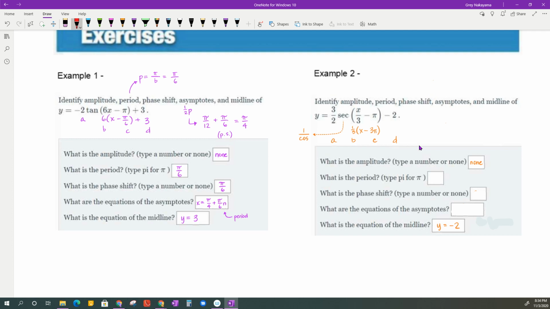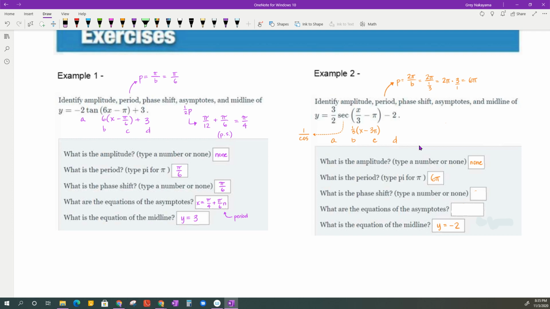Okay. My period. What is my period? Since it's related to the cosine, the period is going to be 2 pi over B. Okay, my B is 1/3. So that's 2 pi over 1/3. And when you divide by fractions, you keep change flip. So I'm keeping 2 pi, changing from division to multiplication, and then flipping my 1/3 to 3 over 1. And when I do, I get 6 pi. So my period is 6 pi.